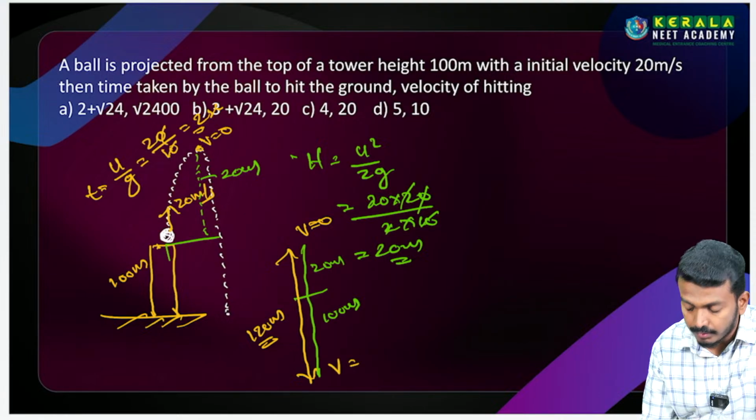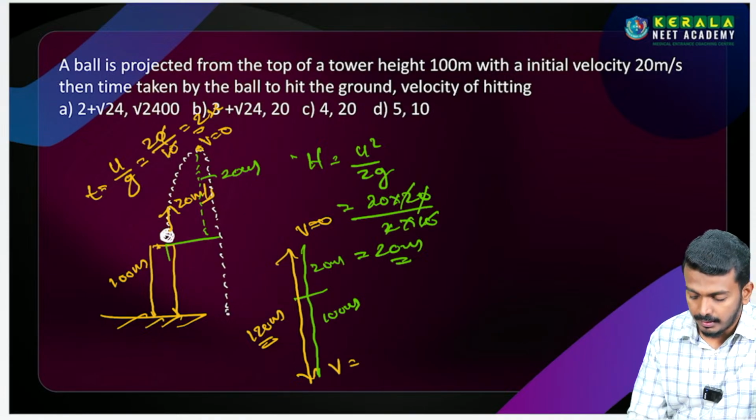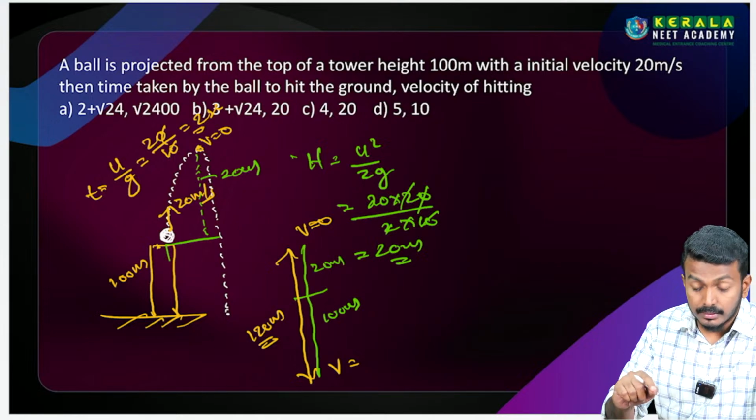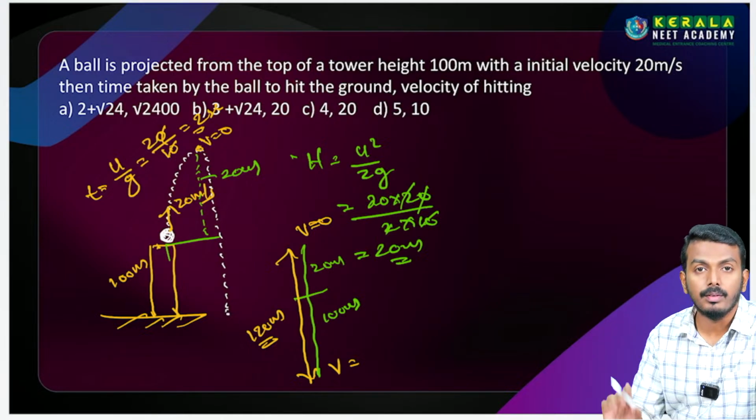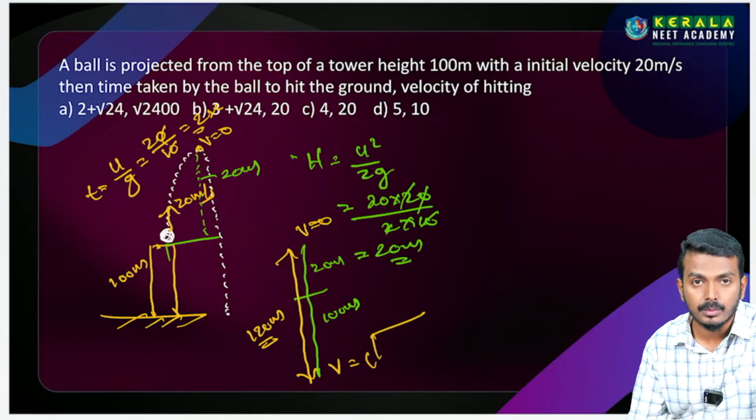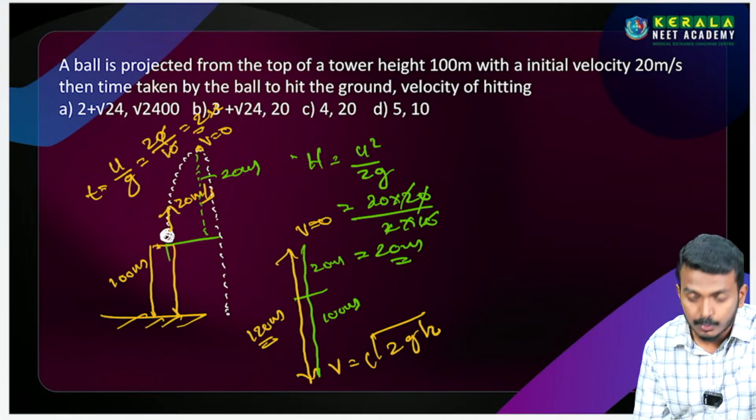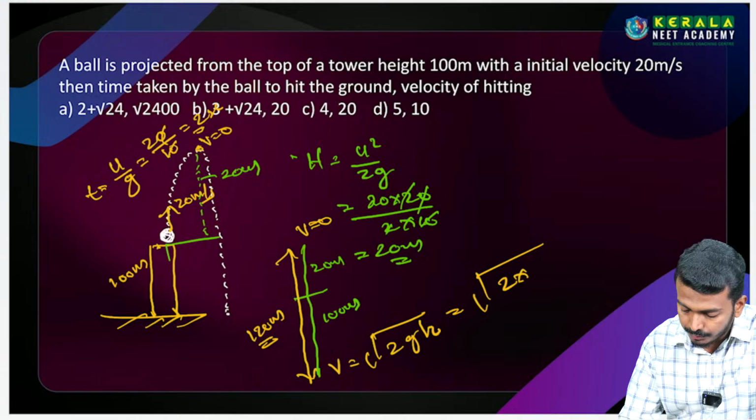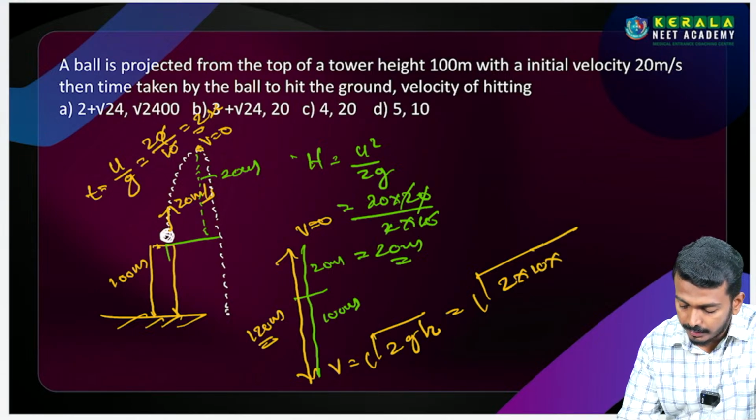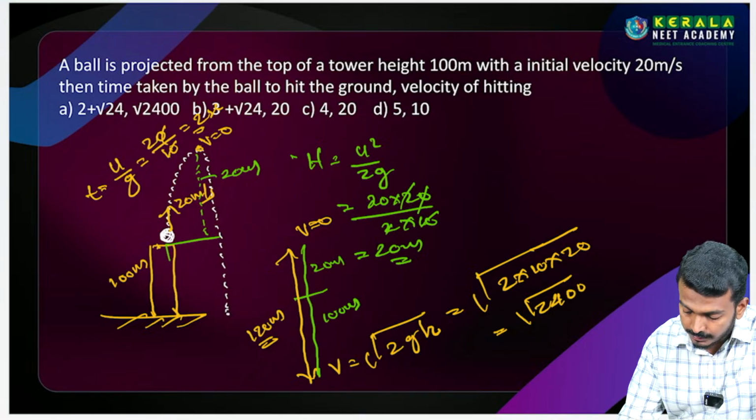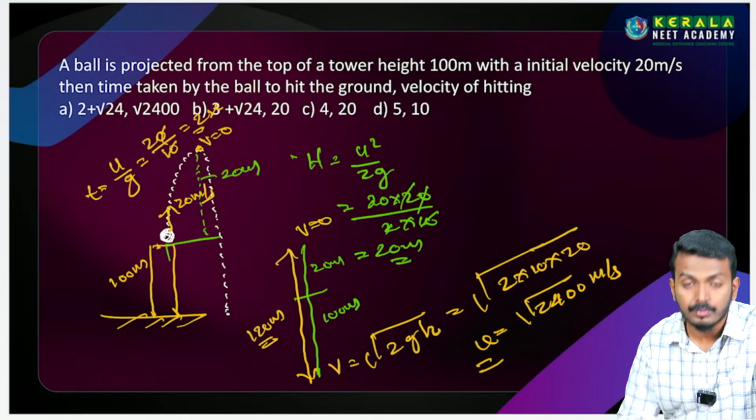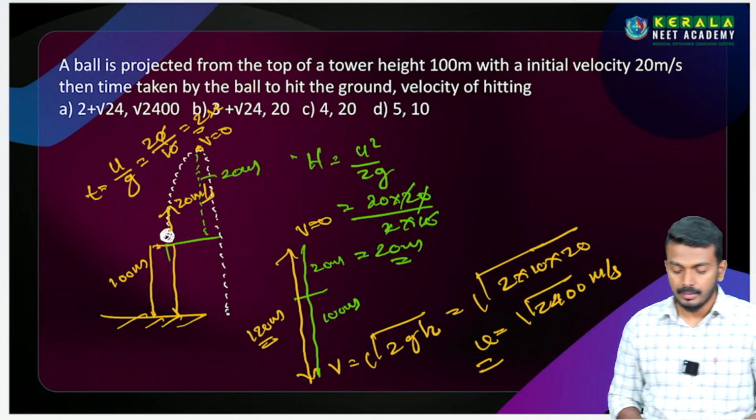What is the velocity at the topmost point? 0. Then how do we find the velocity at the bottom? The final velocity of the first journey is 0. This is taken as the initial velocity of the second journey, which is already 0. Then what formula can we use? v is equal to root of 2gh, which is root of 2 into g into s. What is the value of height? Already given, 120 meter. So what answer will you get? Root of 2400 meter per second is the velocity of hitting the ground.